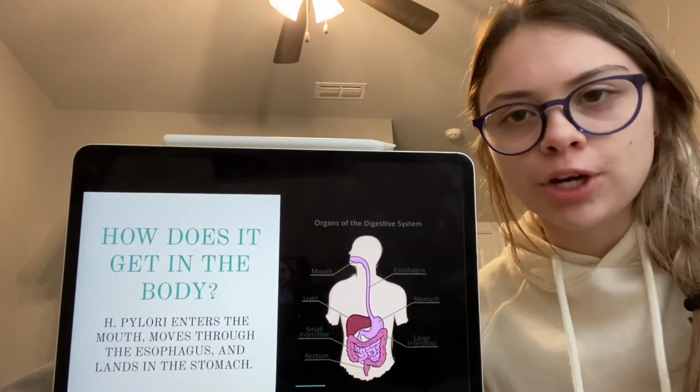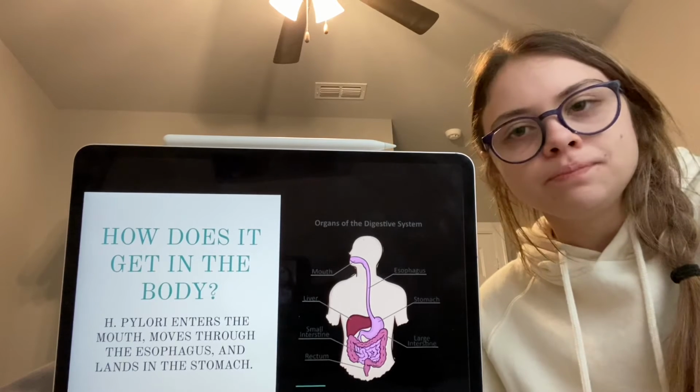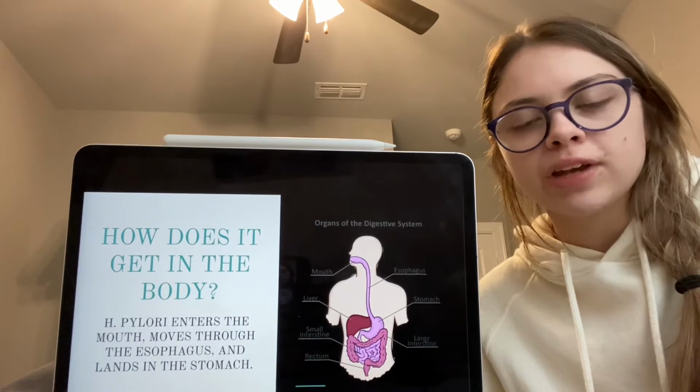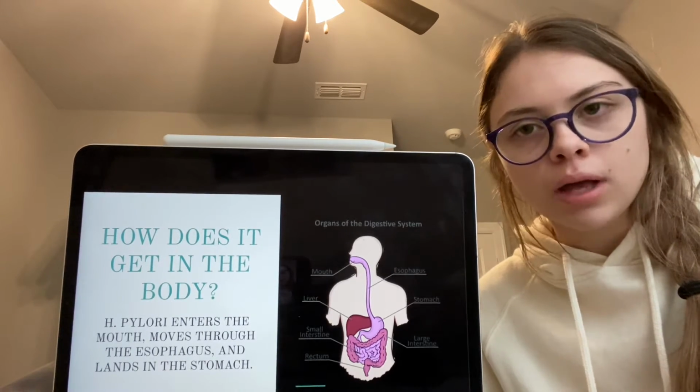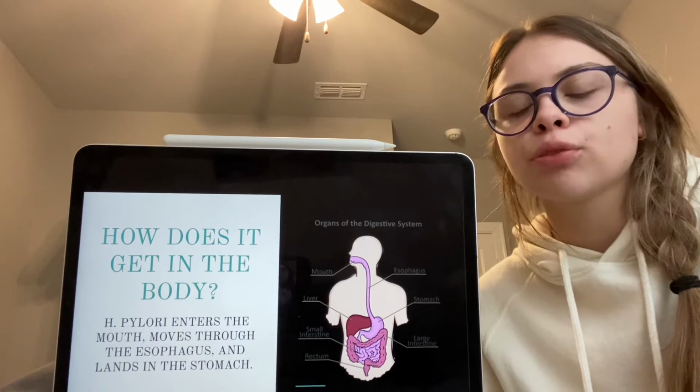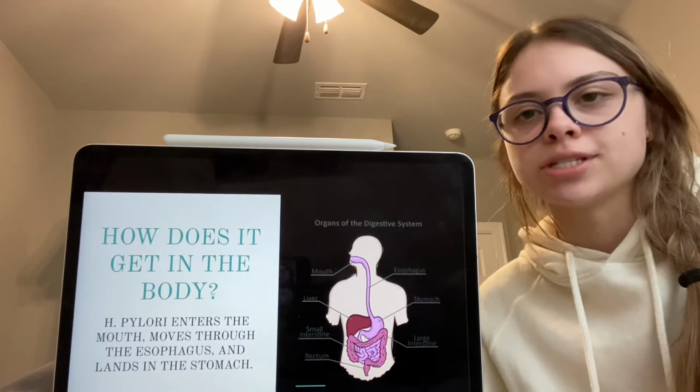How does it get into your body? Well, it is passed through the fecal to oral route, meaning it has to be through your mouth and into your stomach.